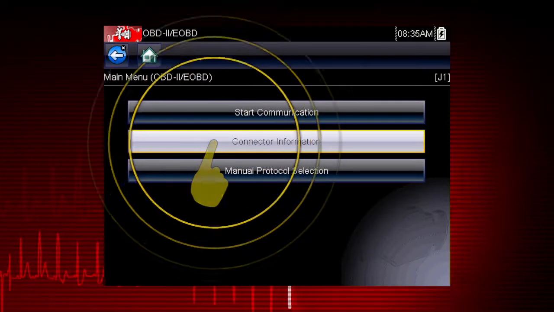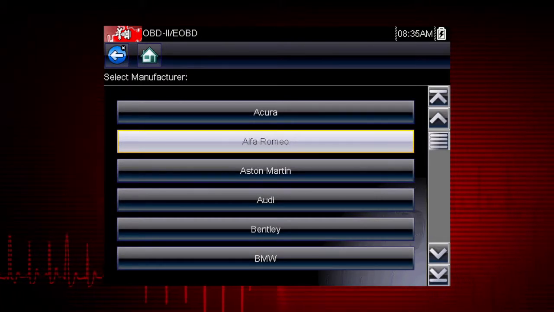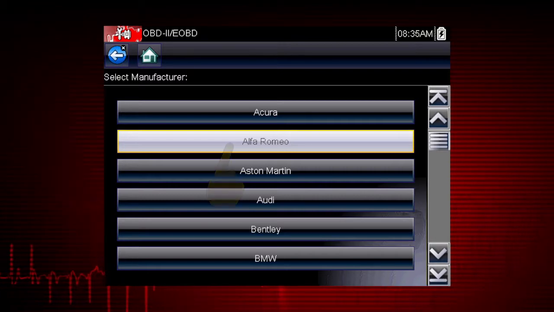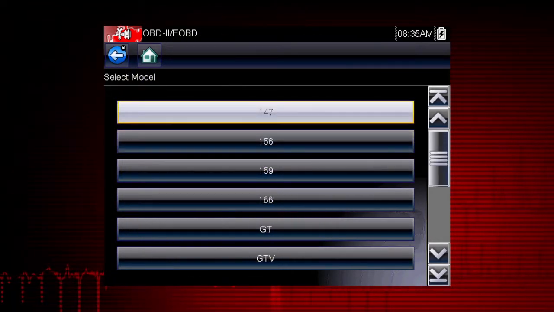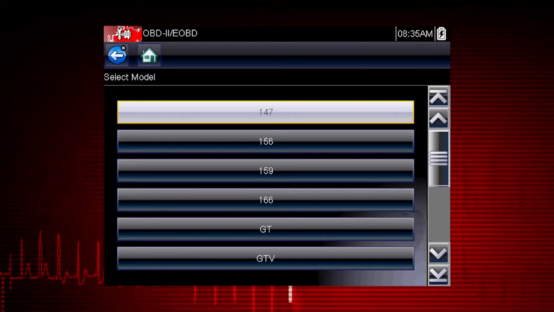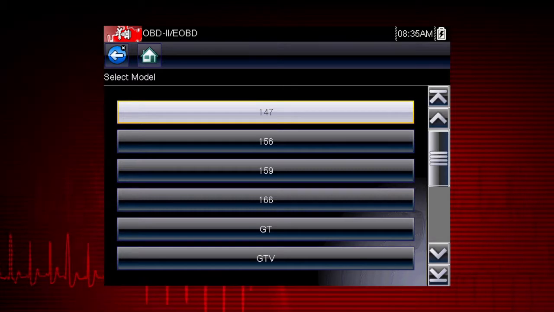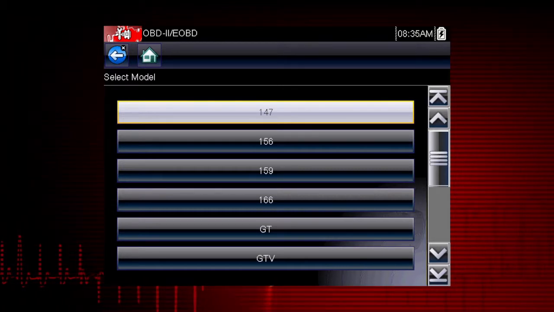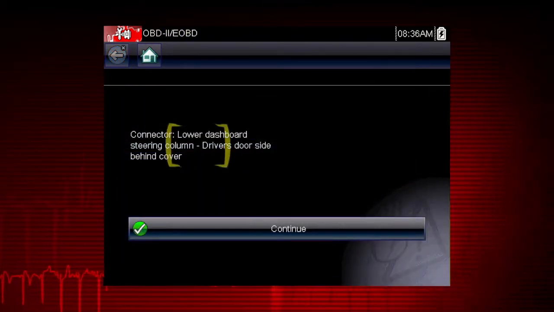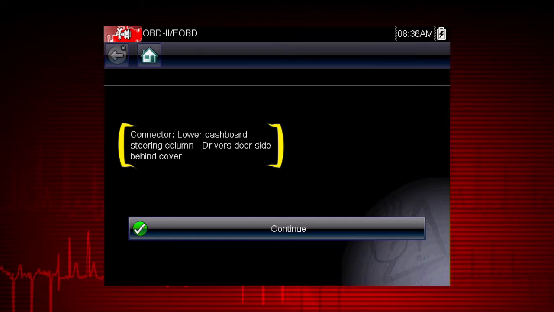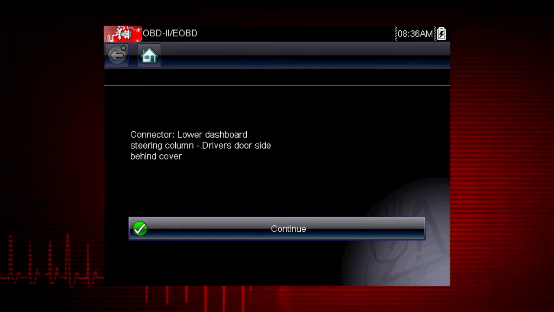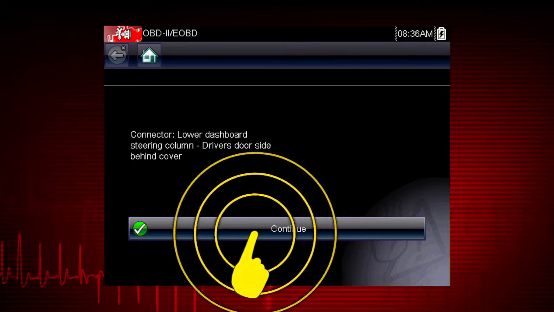Let's select connector information to see where to find the data link connector, or DLC, on the vehicle. Let's choose an Alfa Romeo. Some of these models may not be familiar in the U.S., but all vehicles are included in global OBD-II, so you always know you have emissions coverage on any vehicle. Let's select model 147. Here's the connector location. Have you ever searched for a connector that was not in the usual place? The Data Link Connector Locator makes it easy. Now select Continue.